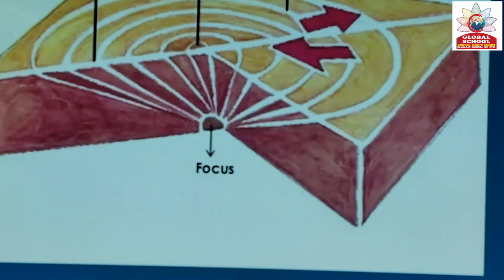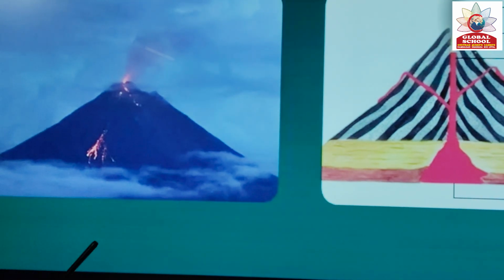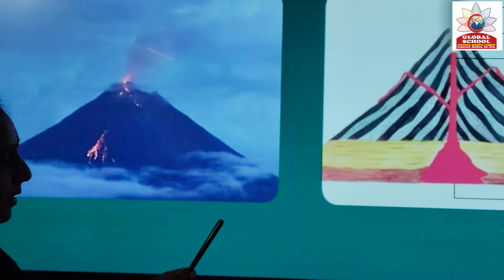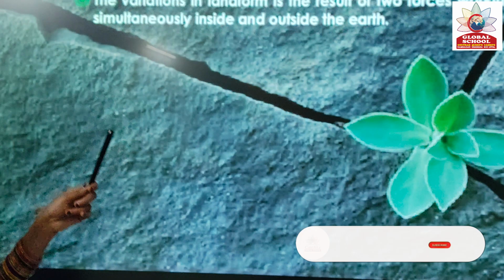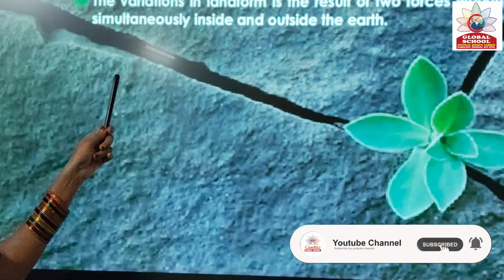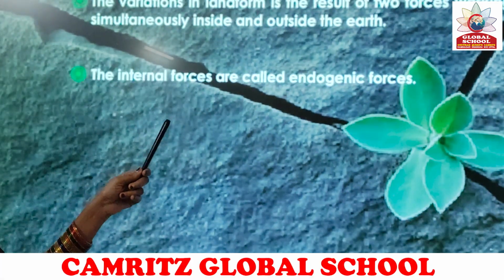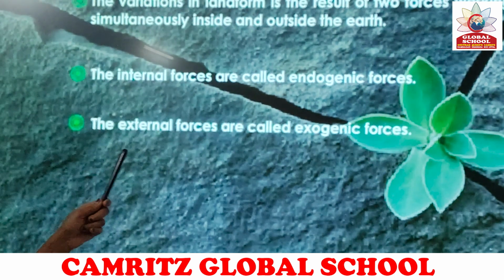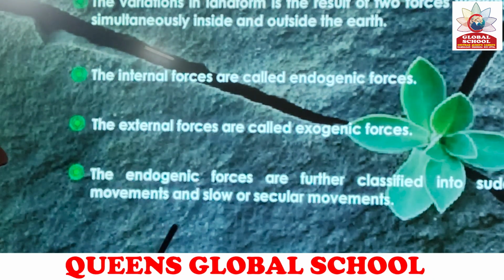The place of the earth's crust where movement starts is the focus. A volcano is a vent or opening in the earth's crust through which hot molten rocks, ash and gases erupt suddenly. Landform is a result of two forces working simultaneously inside and outside the earth. The internal forces are called endogenic forces. The external forces are called exogenic forces. The endogenic forces are further classified into sudden movements and slow or secular movements.